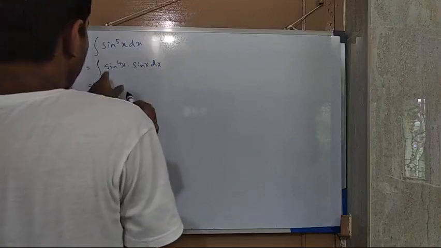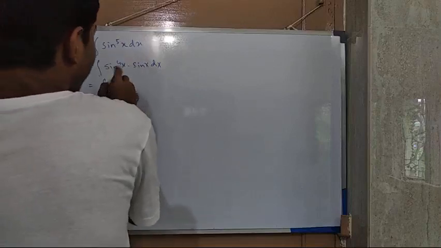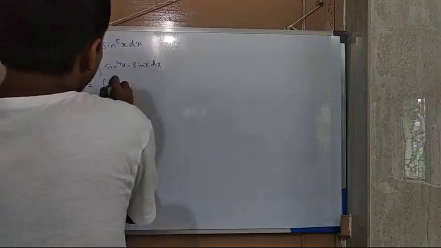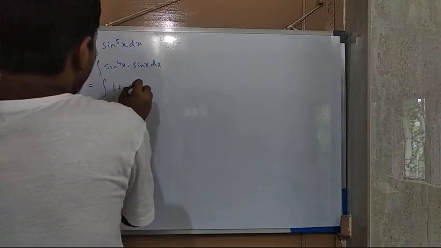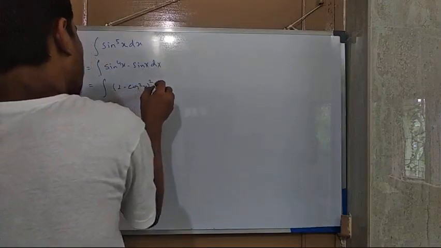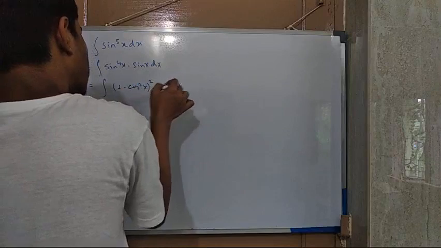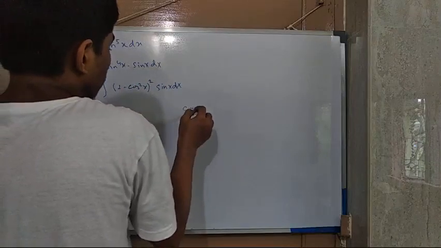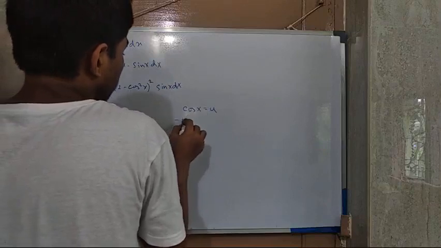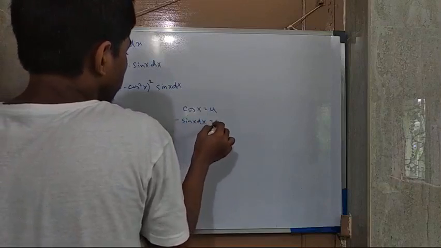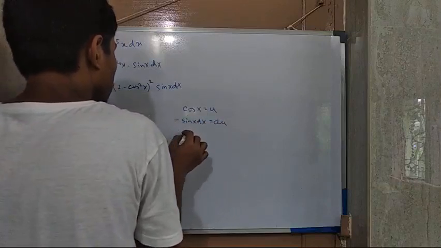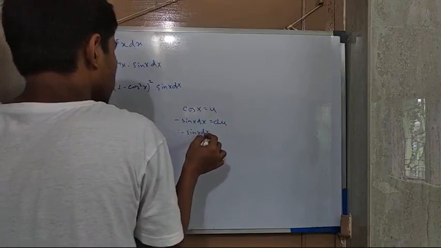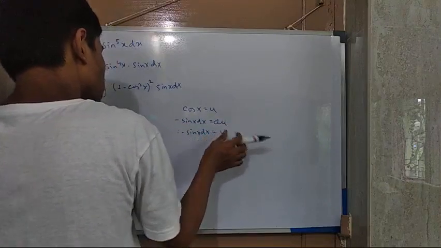So sine to the power 4x can be written as sine squared x whole square. So that can be written as 1 minus cos square x whole square times sine x dx. So now put cos x as u, so minus sine x dx as du. So sine x dx can be written as minus du.